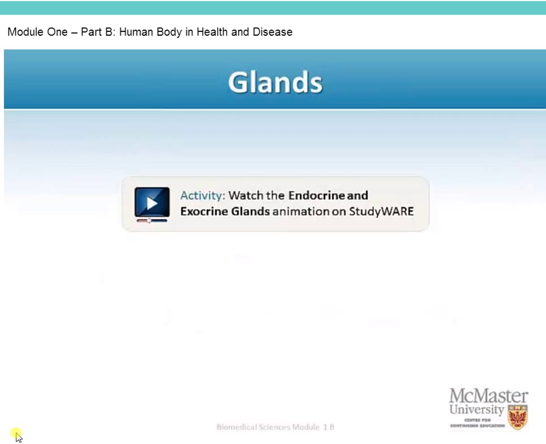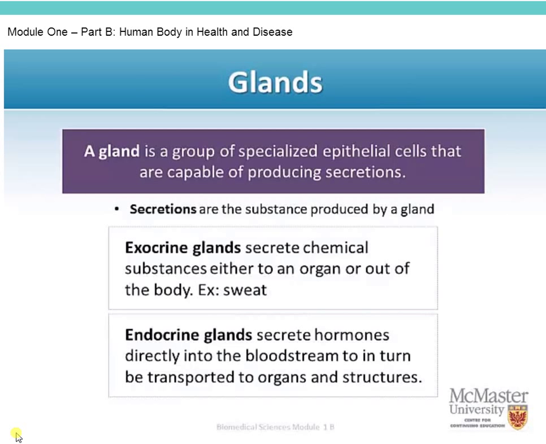Next we turn to glands, and it's time for a learning activity. Watch the endocrine and exocrine glands animation in your studyware. A gland is a group of specialized epithelial cells that are capable of producing secretions. Secretions are the substances that are produced by a gland.